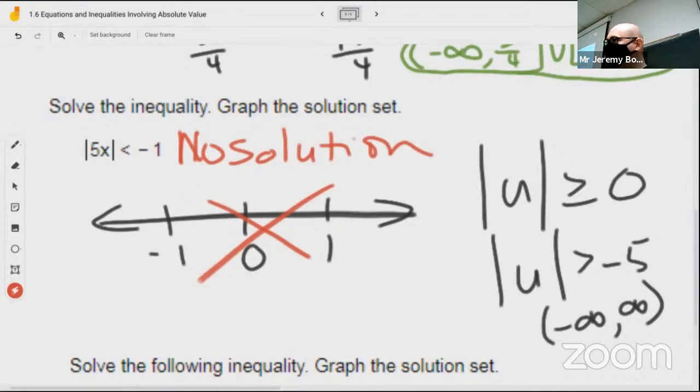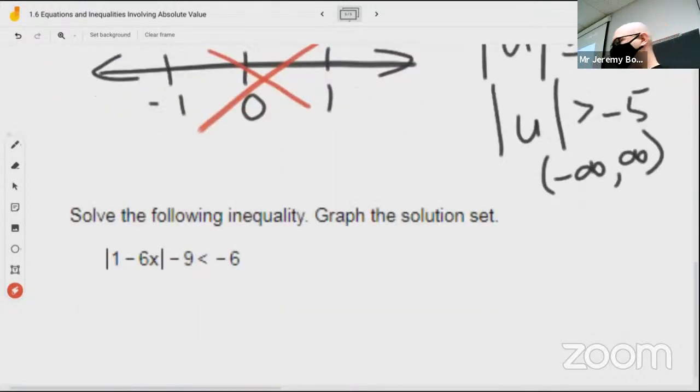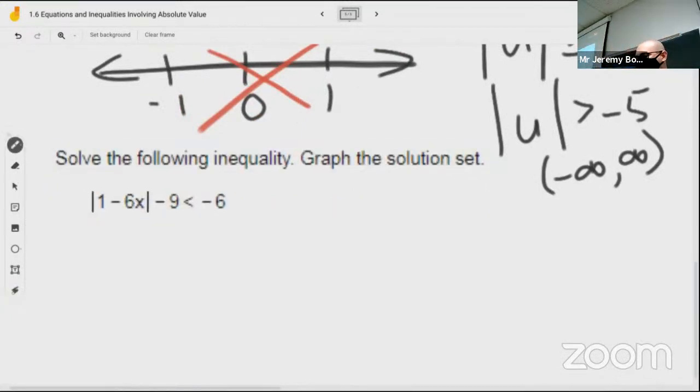Any questions on that? All right. And this one's the one that set you up and tricked you from the last one. Notice that we have our side with the absolute value, and it's less than a negative. But you don't want to jump the gun and say, well, it's going to be no solution, because we need to add 9 to both sides first.